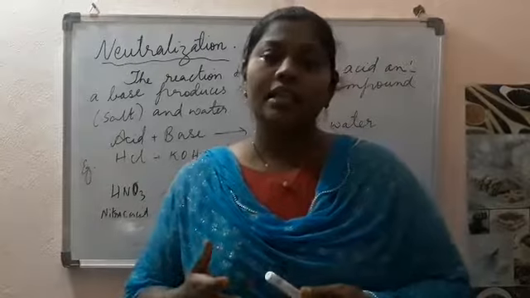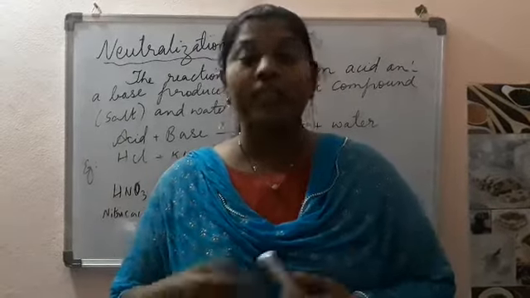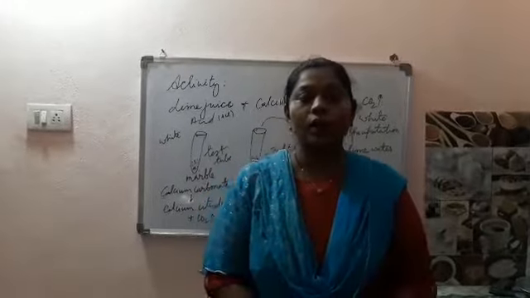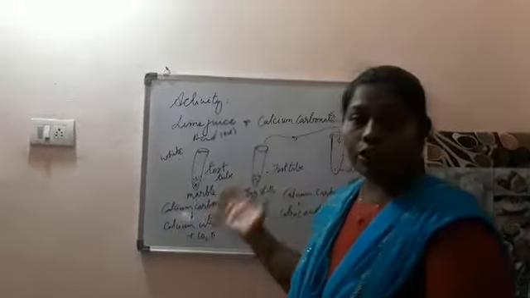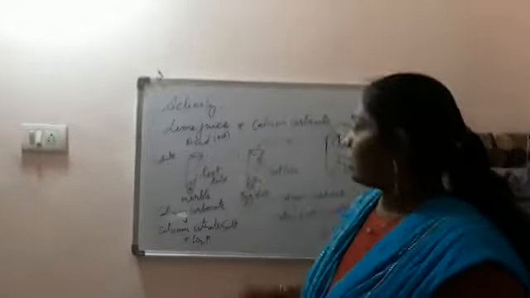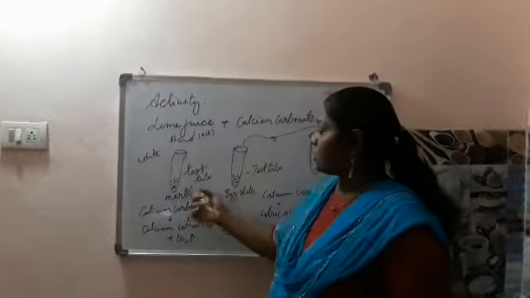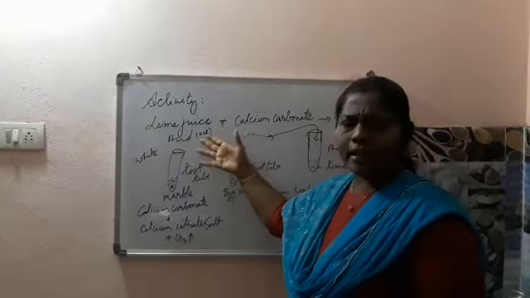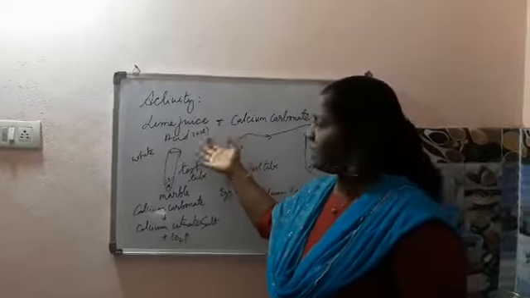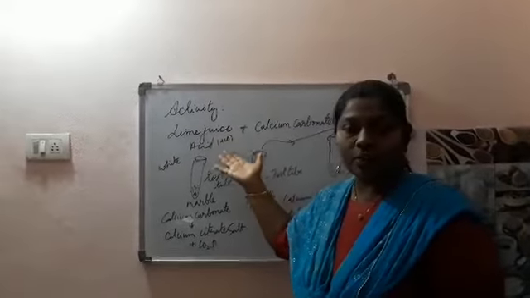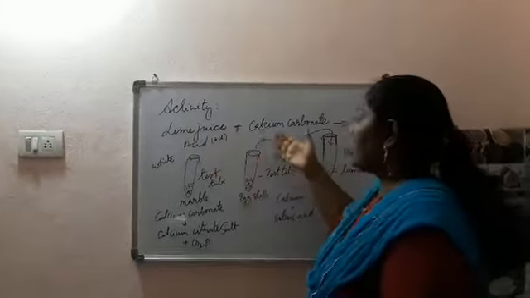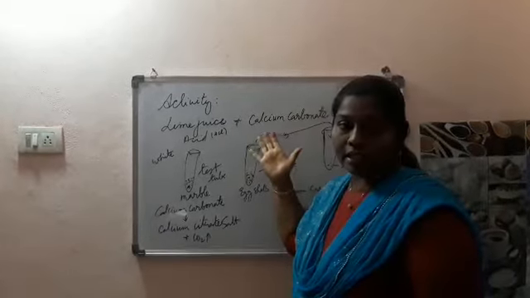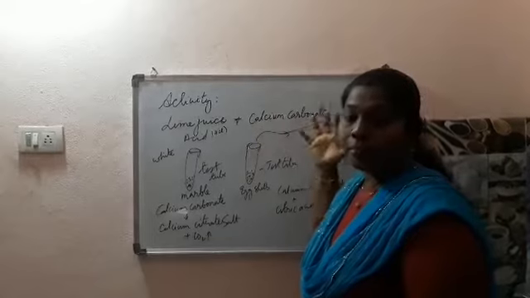Okay. Now we will see this neutralization reaction with an experiment. Okay children, we will do an activity. Activity based on the neutralization reaction. Okay, for this activity what we require is 2 test tubes. Here we are taking lime juice or any acid like HCl is an acid. Lime juice also contains an acid, that is nothing but the citric acid. Okay, with that one we are combining calcium carbonate. Calcium carbonate is a base.